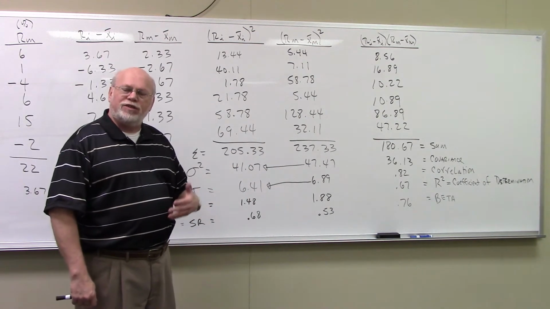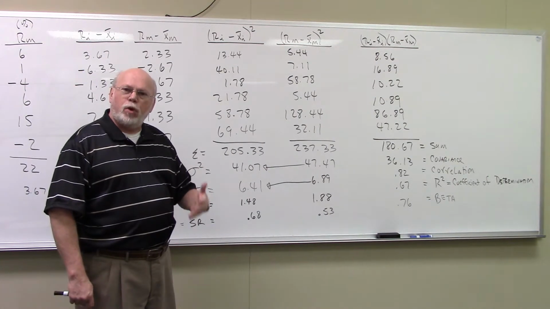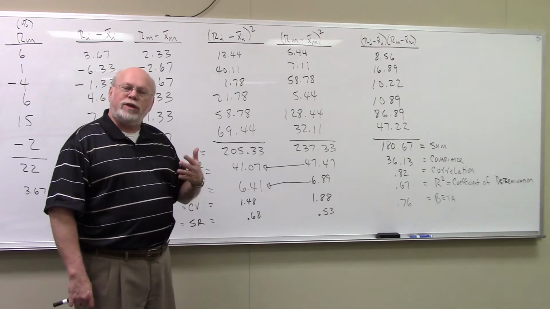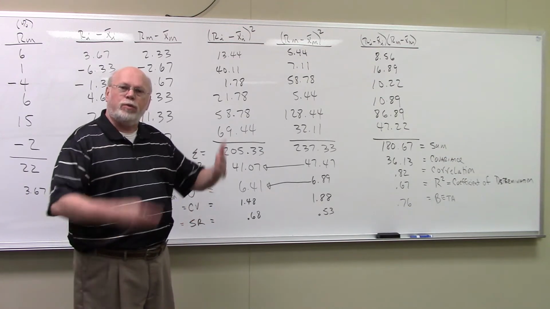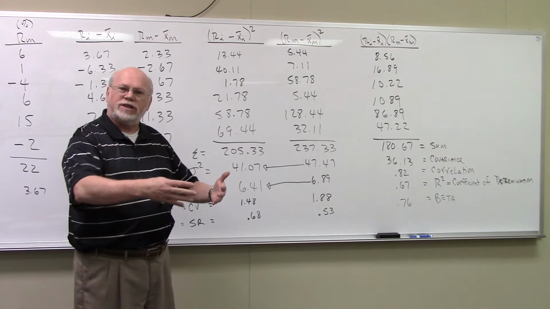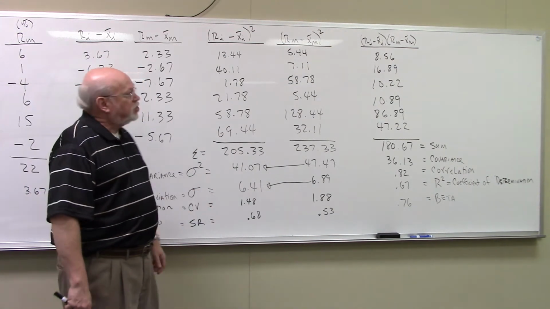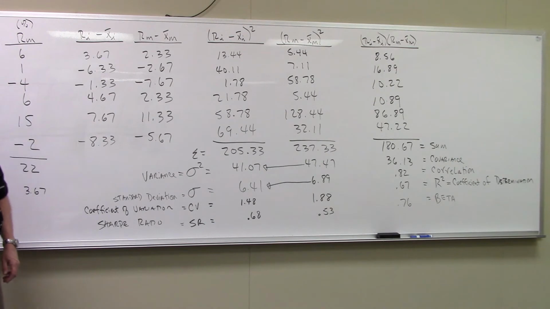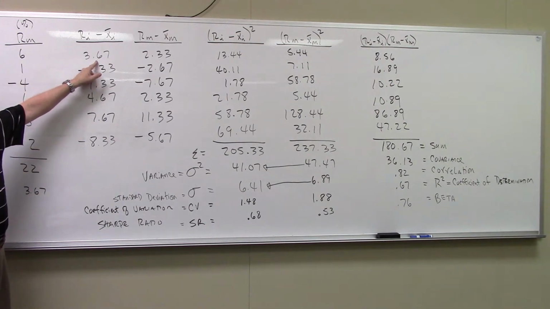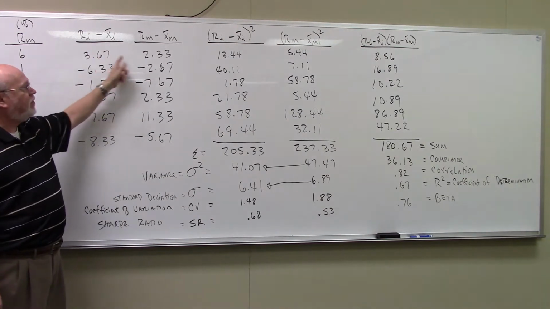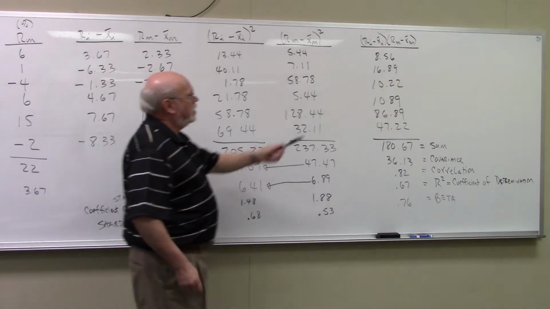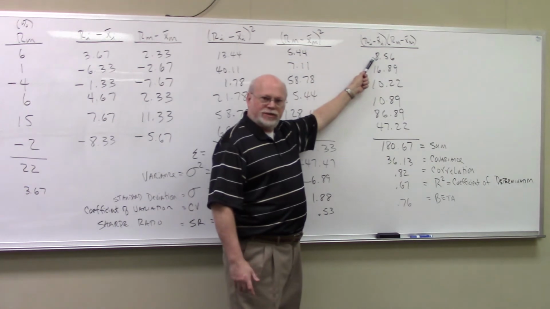Covariance is defined as the mean of the product of the deviations. Product means multiplication. We're going to multiply the deviations together, and when we get all the products, we're going to find the mean of that. For the first quarter, the deviation for the security was 3.67, the deviation for the market 2.33. If you multiply those two numbers together, you get 8.56.